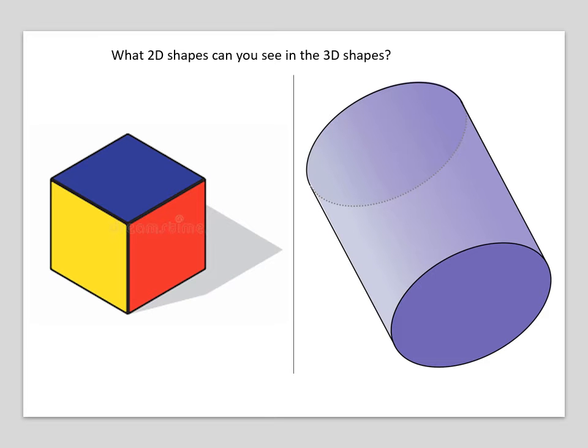What 2D shapes can you see in the 3D shape? Have a look. I wonder how many different shapes you can see. Let's have a look at our cube and we can see our, it's a bit hard to see, our square. And then we come to our cylinder and we have a circle.